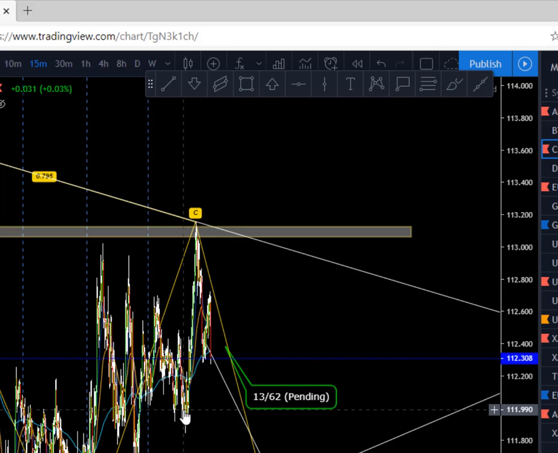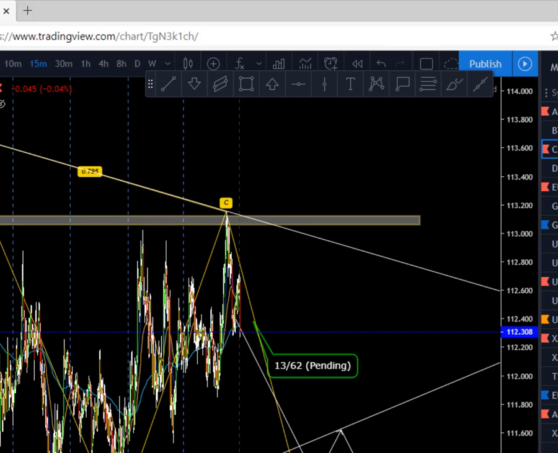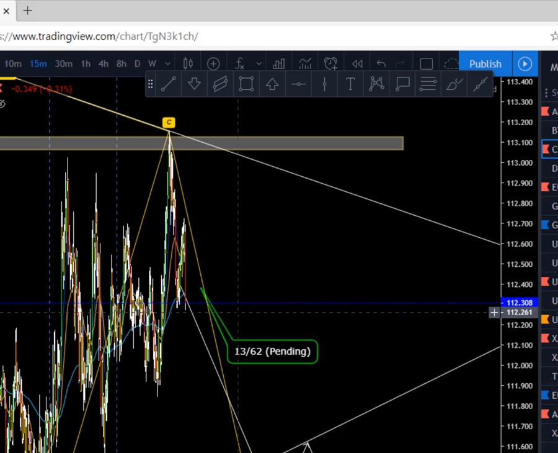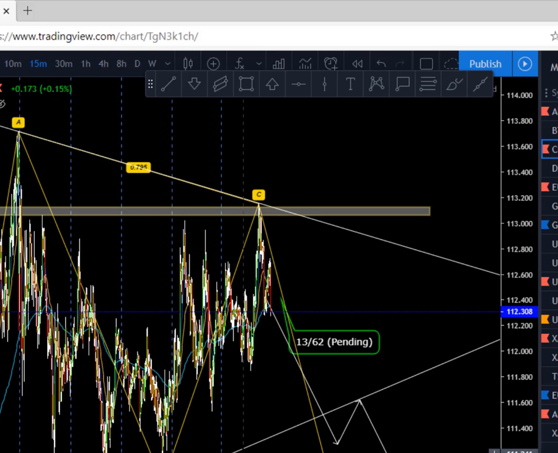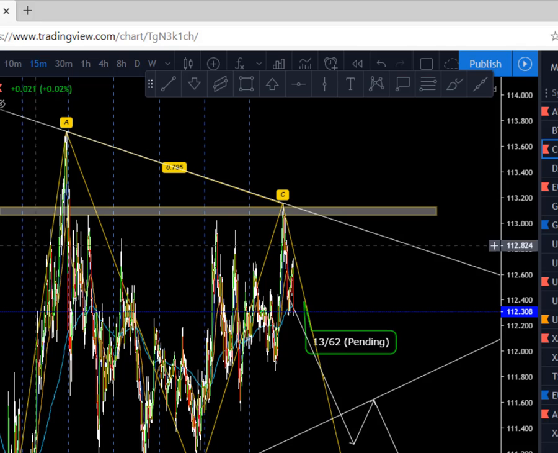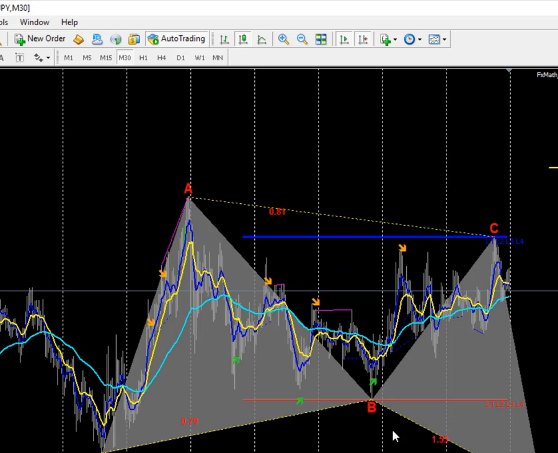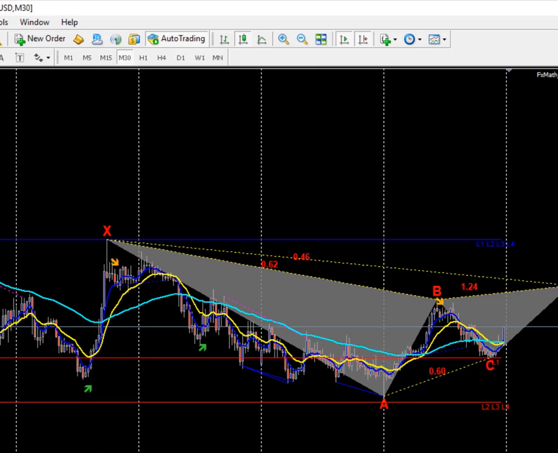I don't really like this setup because it's too far from the XP breakout. But I do see it coming down. So next pair, it's gold.